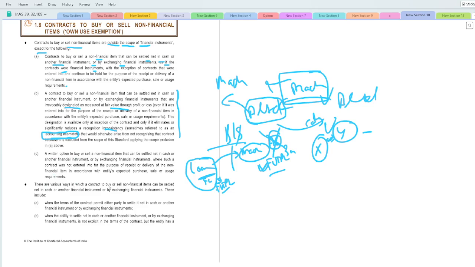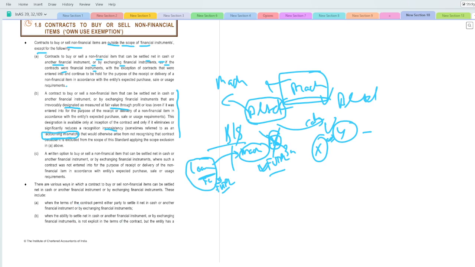So there are various ways in which the contract to buy or sell the non-financial item can be settled net in cash or another financial instrument, or by exchanging the financial instruments. So these include when the terms of the contract permit either party to settle net in cash or another financial instrument or by the exchange. So here the term is that you have clearly mentioned that it will be settled net, so that is one.